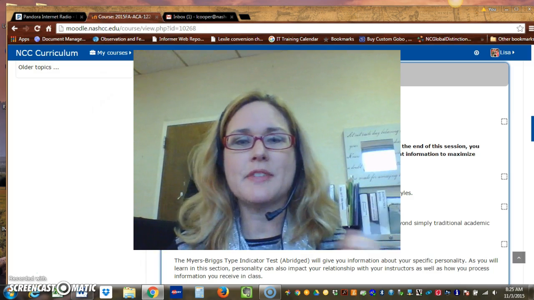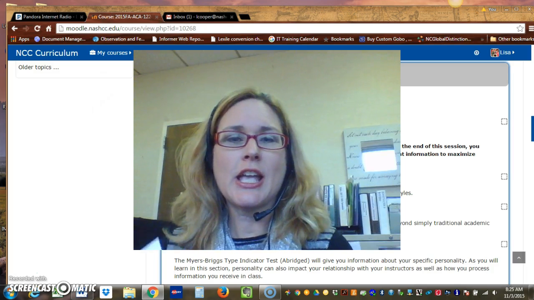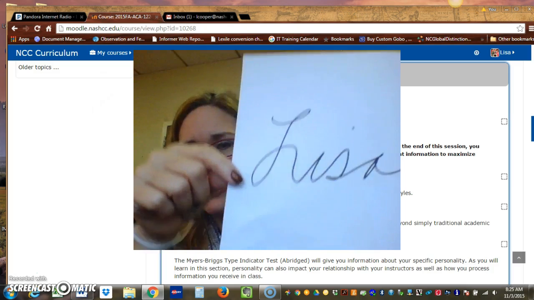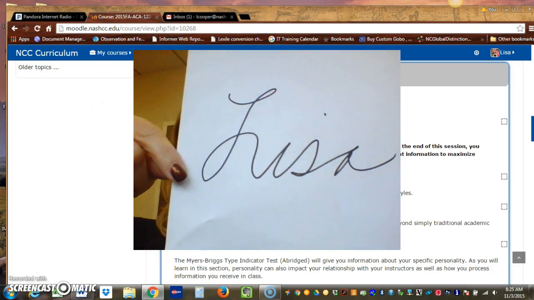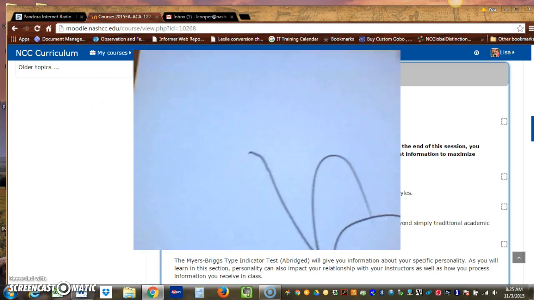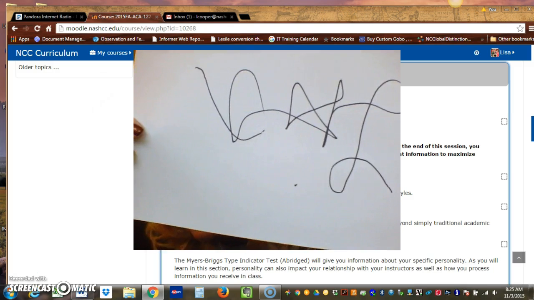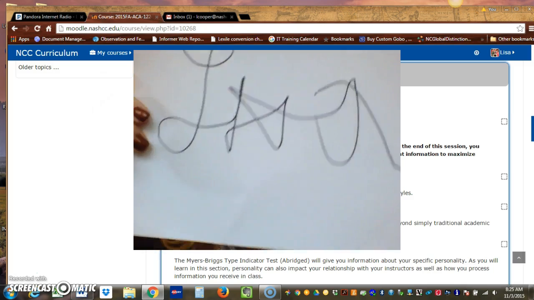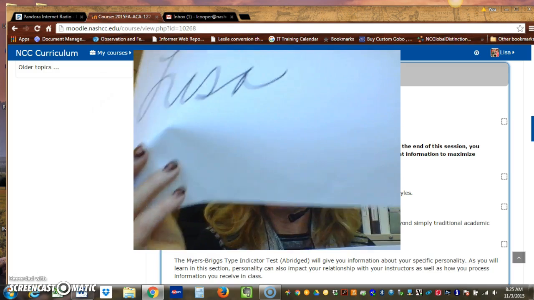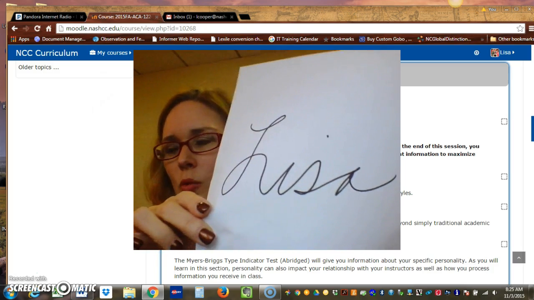Okay. Time for the quiz. Which one do you think I did with my right hand, my regular hand? Was it this one? Or was it this one? I can't even hold it upright. There we go. If you guessed this was my dominant, regular hand, you are correct.